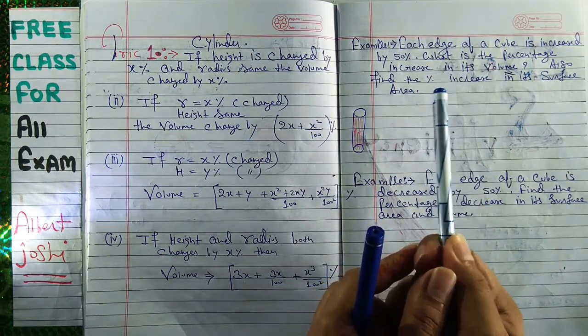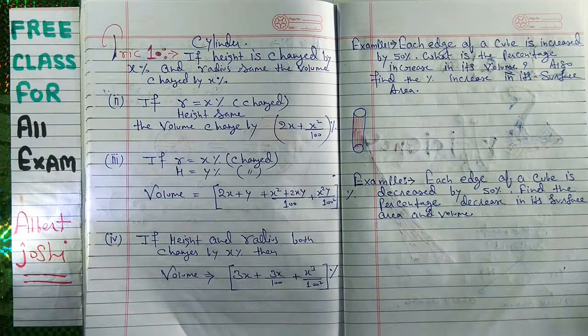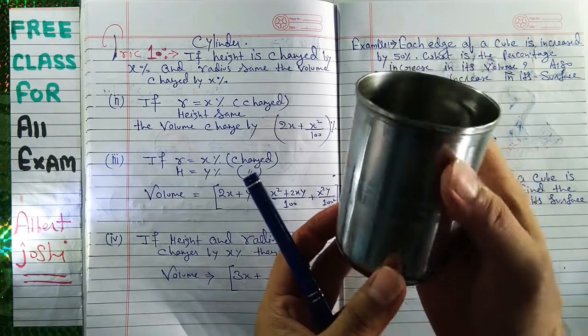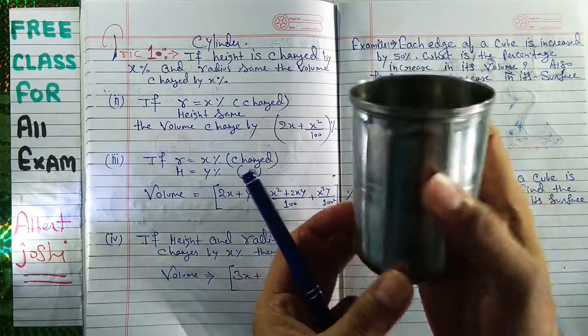That is the cylinder. Or if you are not sure, I will show something. I have one glass, so that is a cylinder. A 3-dimensional shape, that is a cylinder.